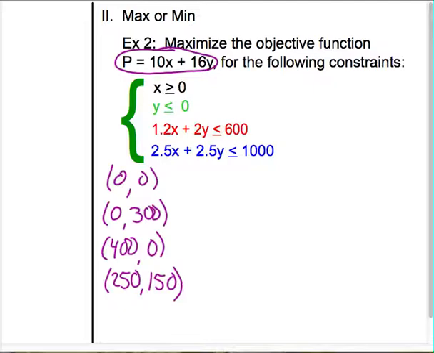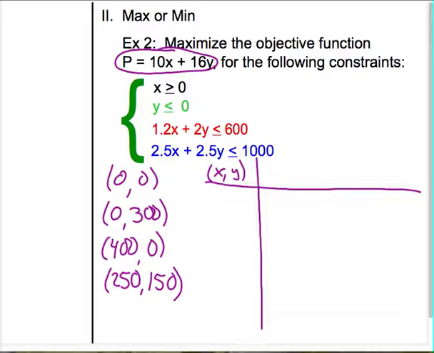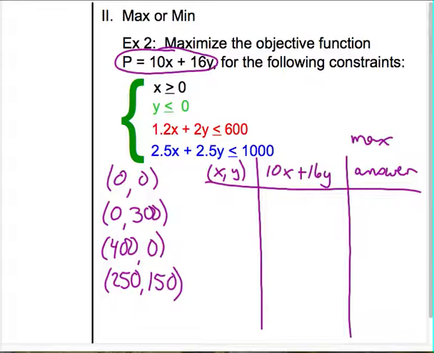And I'm actually not even going to check 0, 0, because I can tell you right now, 0 plus 0 is not going to maximize this function. So we're down to 3 vertices. So we can set up a little chart. And I'm going to put the objective function in the middle. And then this will be our answer, our max or min. In this case, max. So we're going to start with 0, 300.